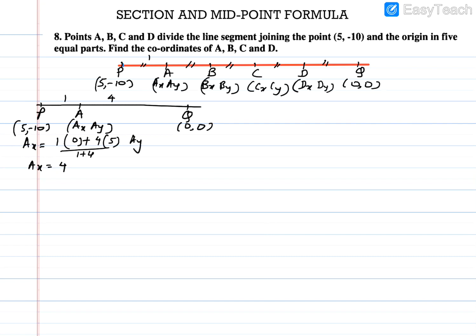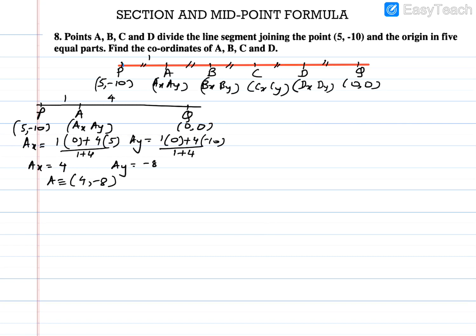In the same way solve for y. M into y2 plus n into y1 upon m plus n. So this will become ay will be equals to again 20 upon 5. I am sorry, for y you have to write here as minus 10. This is minus 10. You got minus 40 upon 5, which is nothing but minus 8. The coordinate of a is 4 and minus 8.